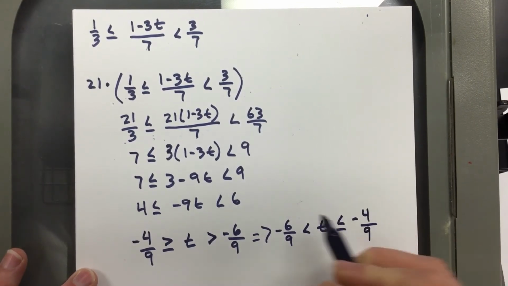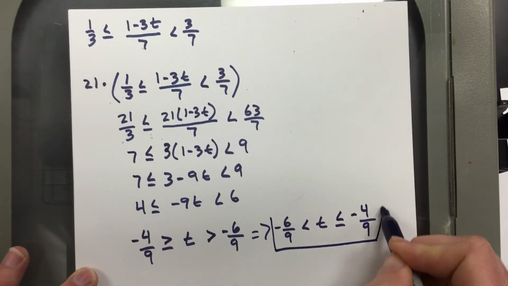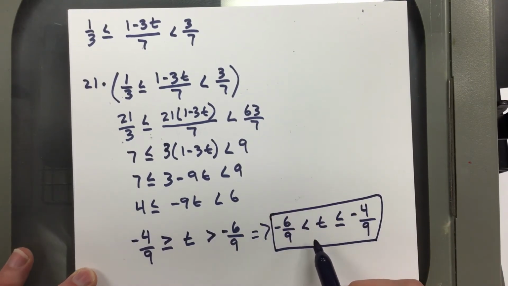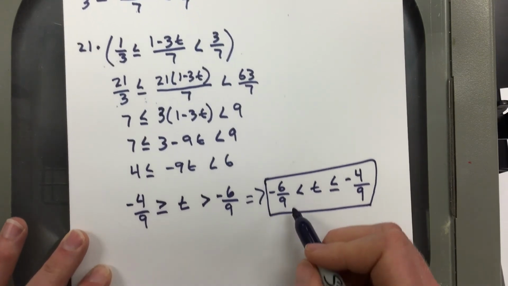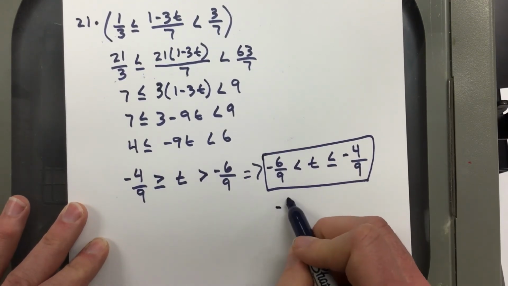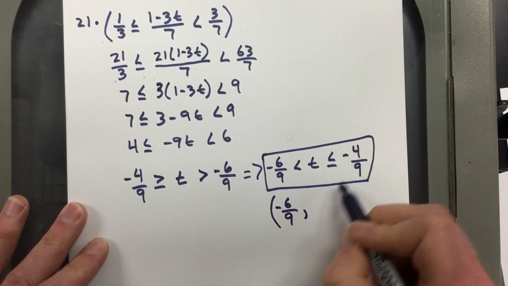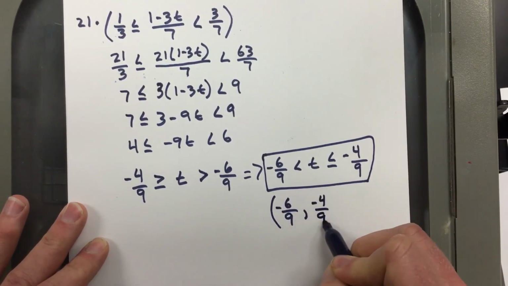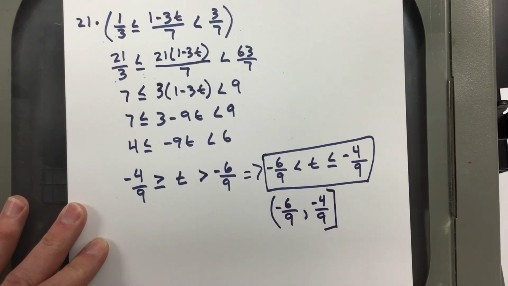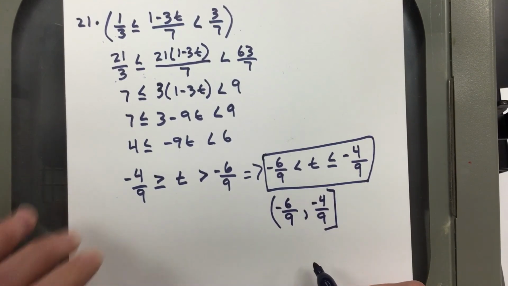Now, you could write it either way, but I think this is a better way to write the problem, just because this is a more standard way to write the problem. If you want to use interval notation, we would say that this goes from negative 6 over 9, parenthesis because it's not equal, comma, negative 4/9 with a bracket because it is equal. And that would be a way to represent our number set.